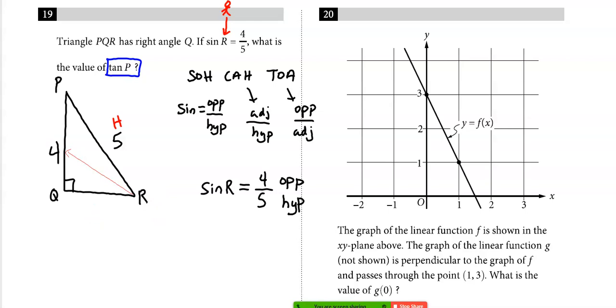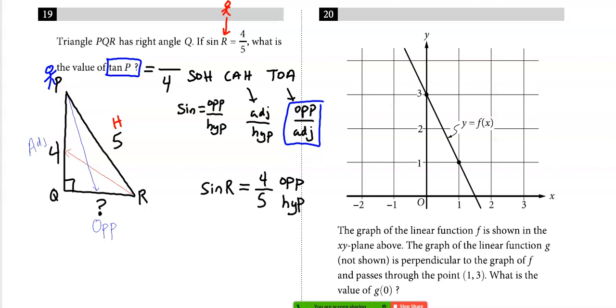Now my guy is standing at P, and tangent is opposite over adjacent. According to P, opposite is down here. So you're the opposite, and you are now the adjacent. So I've got part of my answer. The tangent of P is opposite over adjacent. I know the adjacent is 4, but I don't know this opposite down here. I'm not quite sure what that is.